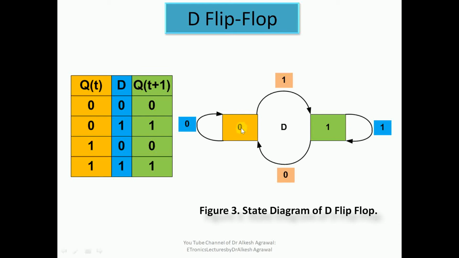If the D flip-flop is in the 0 state and D is 1, the next state will be 1. If the D flip-flop is in the 1 state and D is 1, it will remain in state 1. And if the flip-flop is in state 1 and D is 0, the next state will transit from 1 to 0.